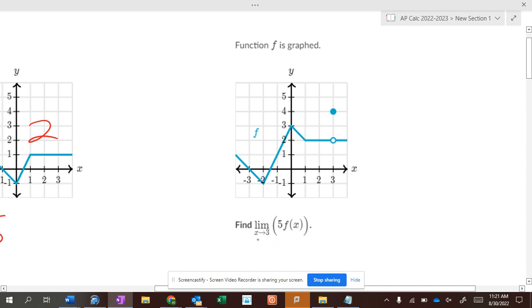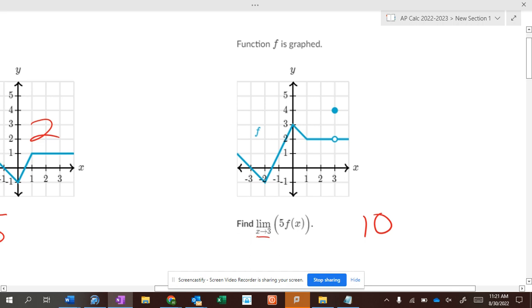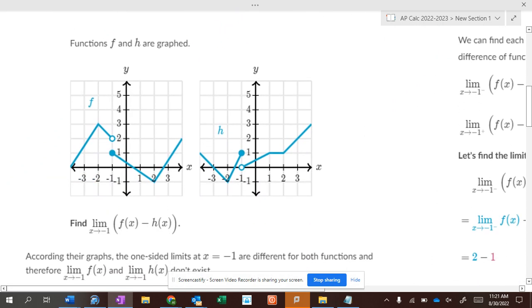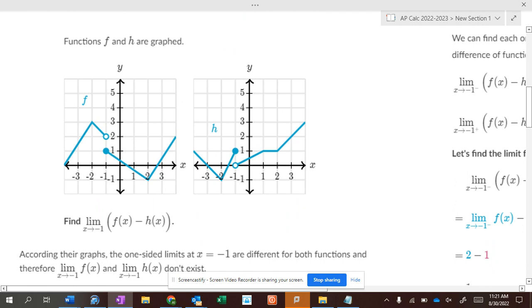What's the limit at 3? 2. What's 5 times 2? 10. Easy peasy lemon squeezy. Not so easy peasy lemon squeezy.